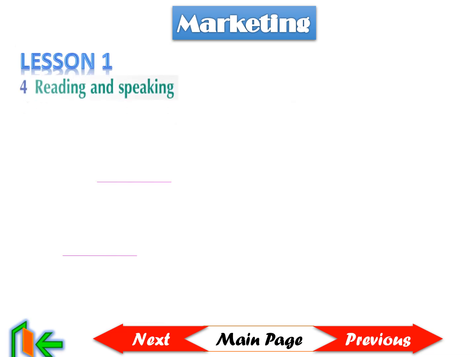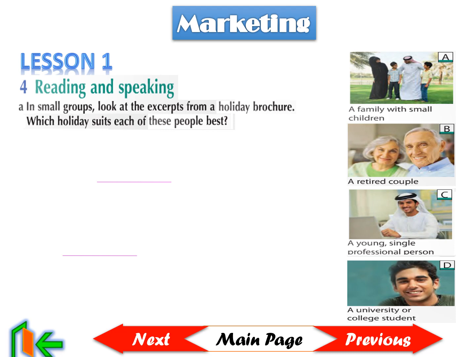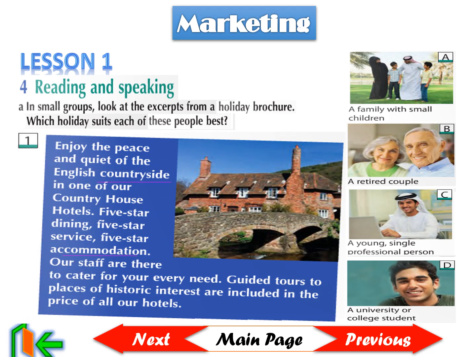Okay. Next, down here on the next page, we have some reading lessons, and on the right you have a family with small children, a retired couple, a young single professional person, and university or college students. You have to read them carefully, and in the WhatsApp group, if you find any difficult word, I can help you translate it. I can help you know its meaning. So this is lesson 1 of unit 5.